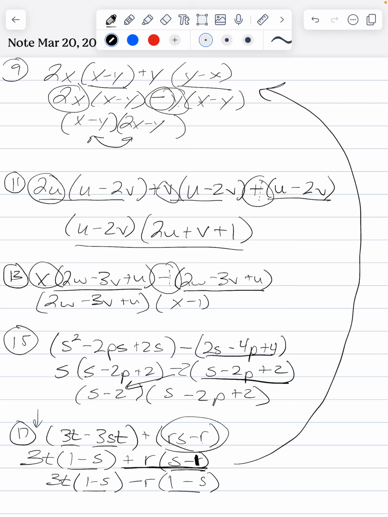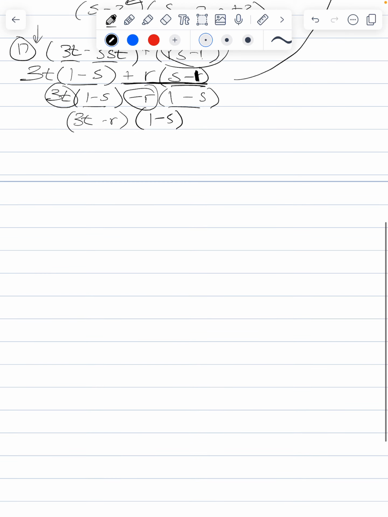So we can pull out the 1 minus s, we factored that. Then we're left with the 2 remaining terms, which become the other binomial in these two binomial factors, 3t minus r and 1 minus s, and that's your answer for number 17. We'll look at 19.